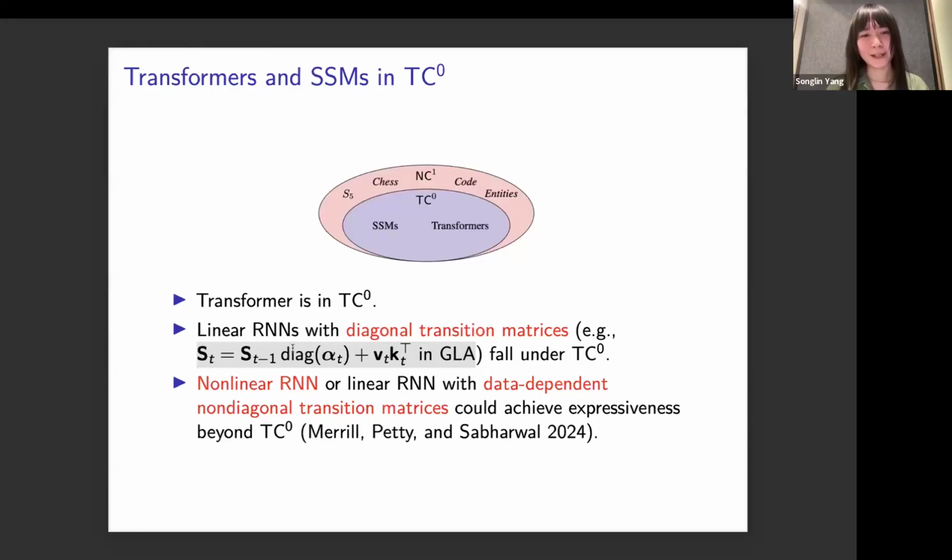We need to make this transition matrix a data-dependent, non-diagonal transition matrix. If the transition matrix is not data-dependent, we could do some sort of diagonalization for all of these matrices because they are simultaneously diagonalizable, and we can always do the diagonalization, just like in the case of S4. In S4 we have the dense matrix, and we do the diagonalization for each time step simultaneously, and so we can have the equivalent S4D. So this is why we have S4D.